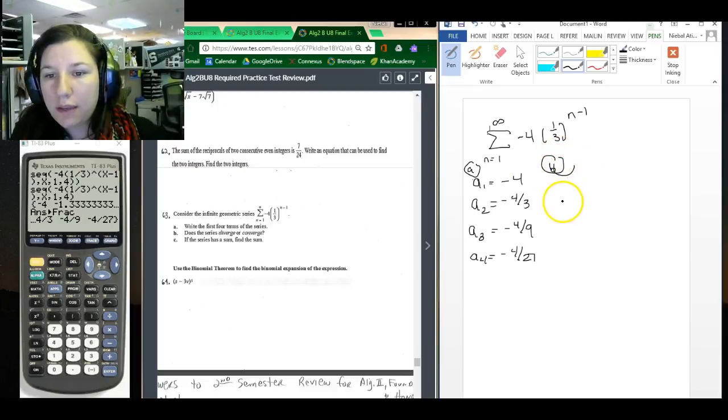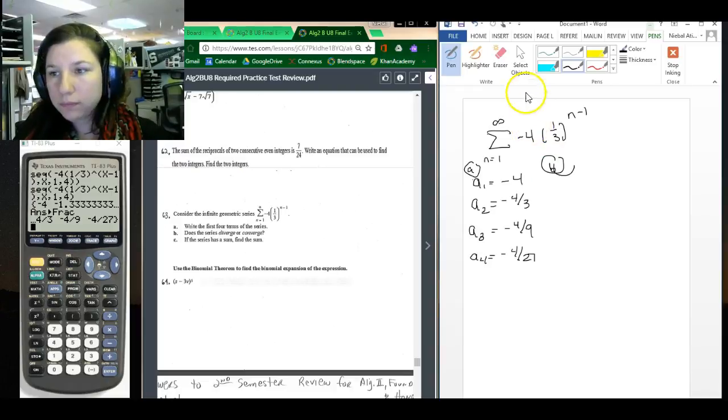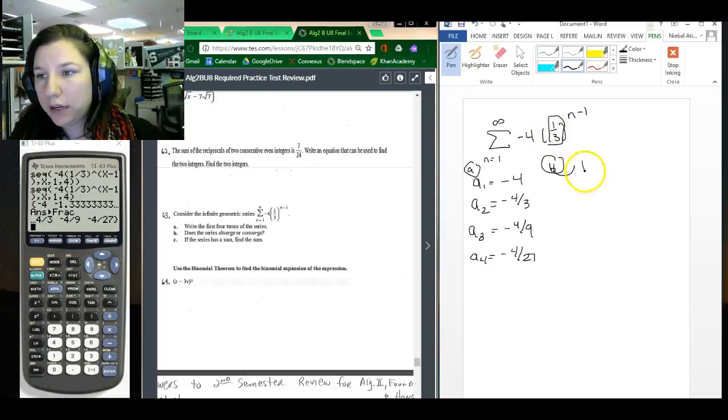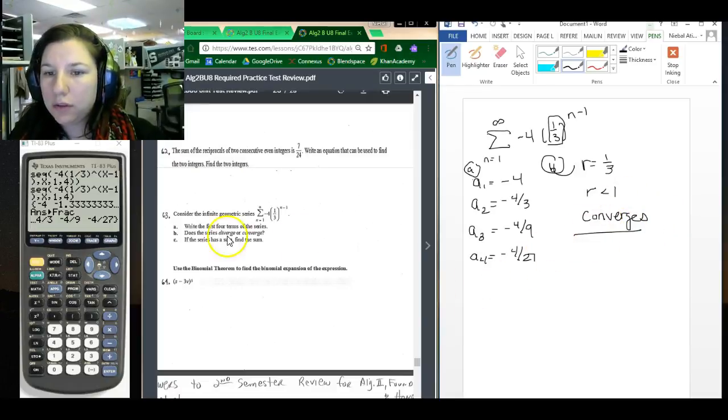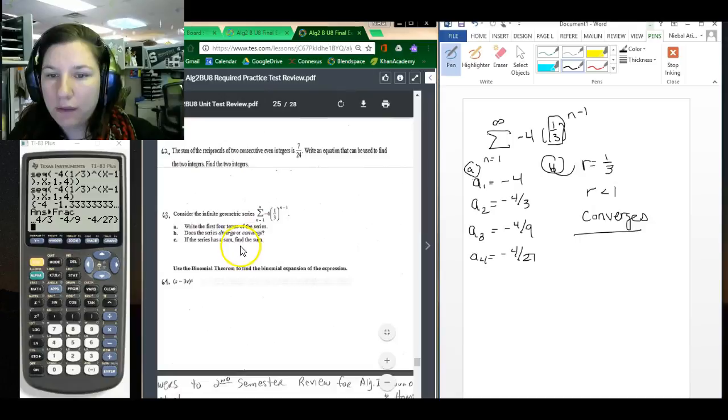Does this series diverge or converge? This is our R right here. And if R is less than 1, it converges. Okay, and that rule is on your formula sheet as well. And you kind of know it's converged because if it diverges, you can't find the sum. So in order for them to ask you part C, it must converge, it must have a sum.